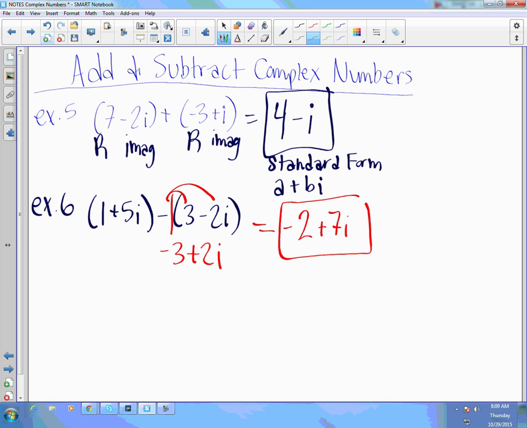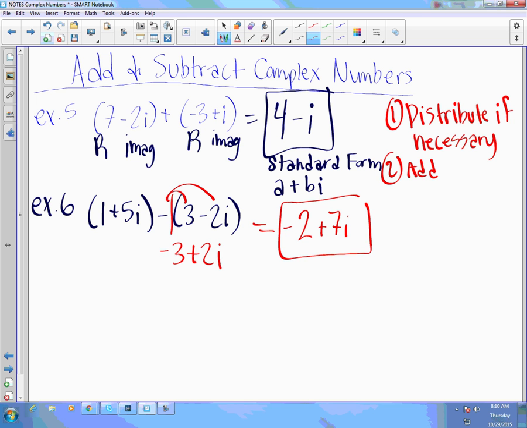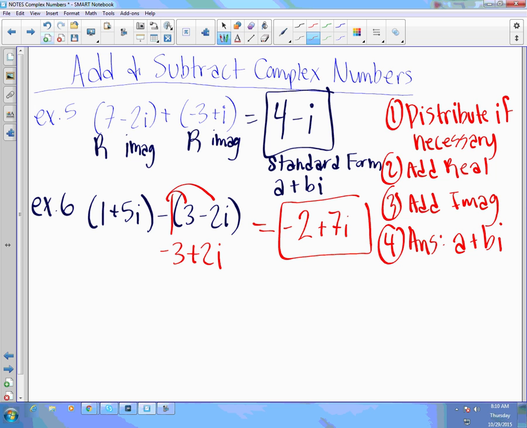Yeah? And before I go on, we can write like that. Well, there's 2, that's why I generally do the parentheses. Okay, so essentially the steps. Distribute if necessary, that happens with subtraction. Then we add the real parts, add the imaginary parts, and then make sure it's in the right form. Make sure our answer is in the form a plus bi. It's pretty similar to just adding polynomials.